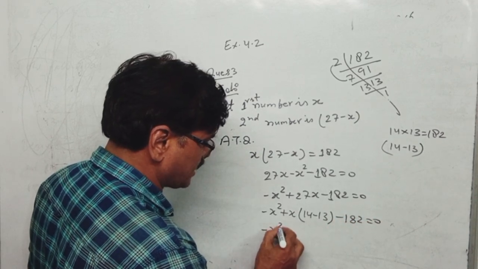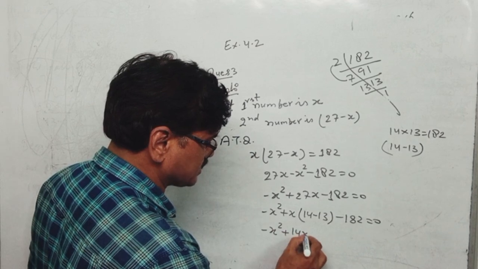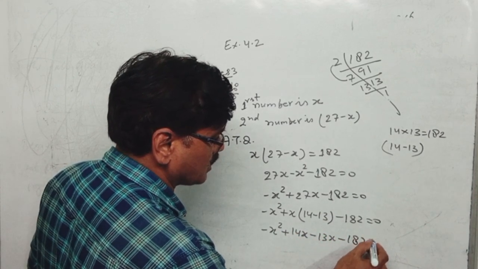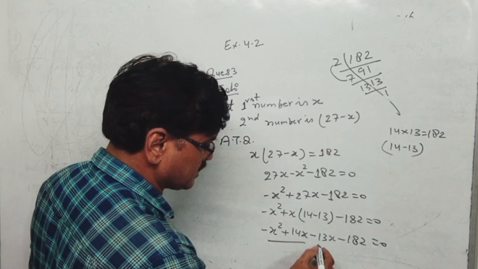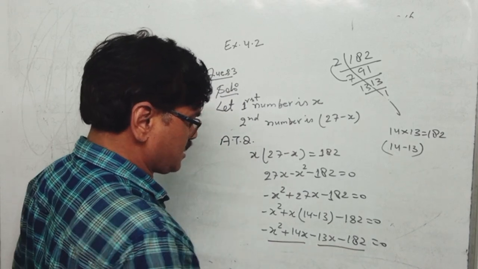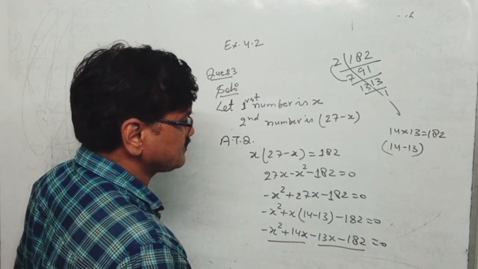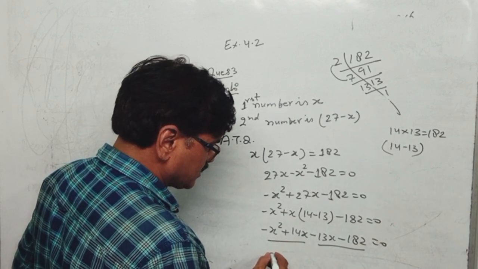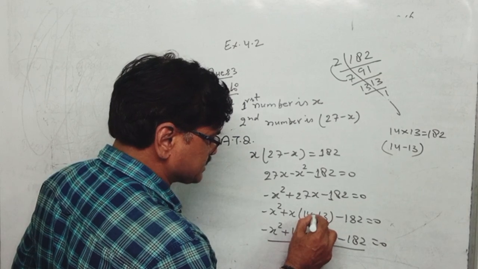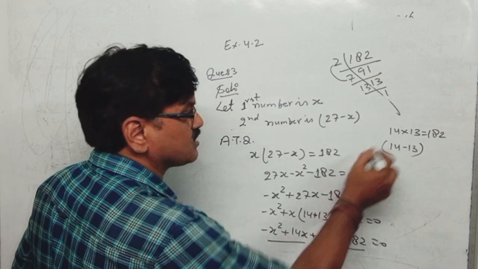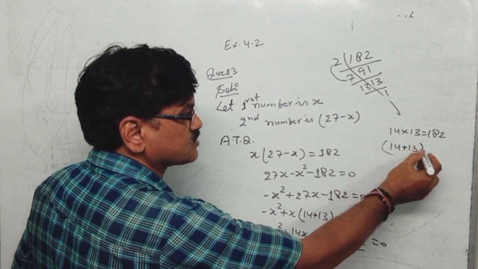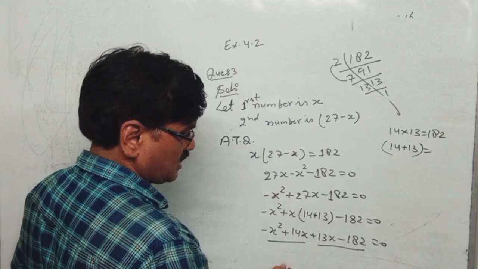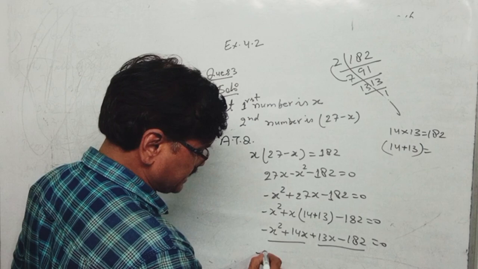Here is minus x square plus 14x minus 13x minus 182. Now you will take common here. Here this will be minus. Now we will put a plus, because the sum should be 27. Here is the 27x. So here you will take common minus x.